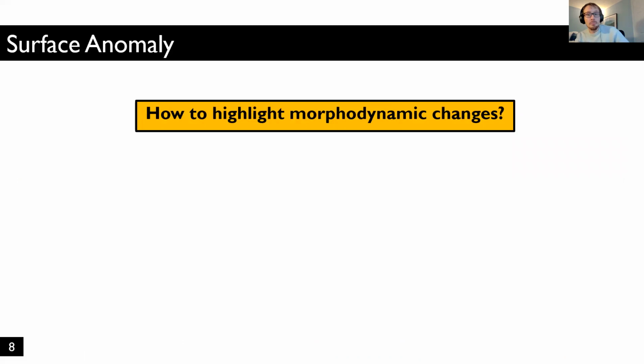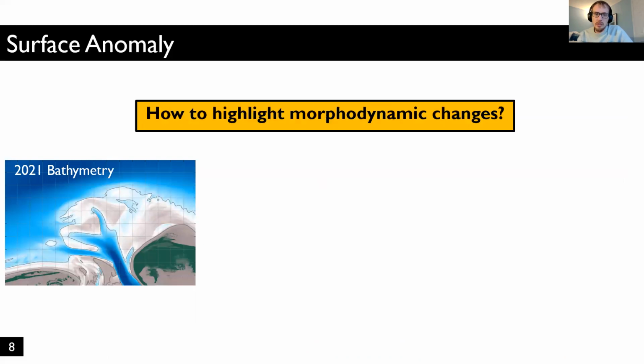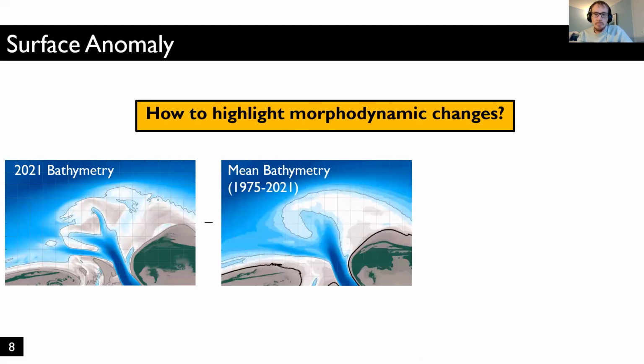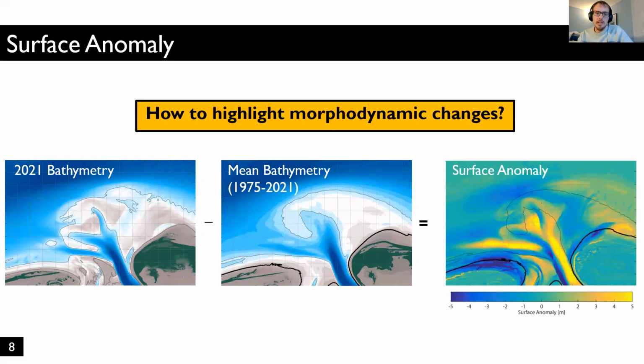Now, before we go any further, I just want to explain how we highlight the morphodynamic changes in the slides to come. If we start with the 2021 bathymetry, for example, and then we subtract the mean bathymetry averaged over all of the different surveys that we have, we get what I've called the surface anomaly here. So essentially, the yellow areas correspond to areas that are anomalously high, mainly shoals, and the blue areas correspond to areas that are anomalously low. So these are mainly eroded areas or channels.